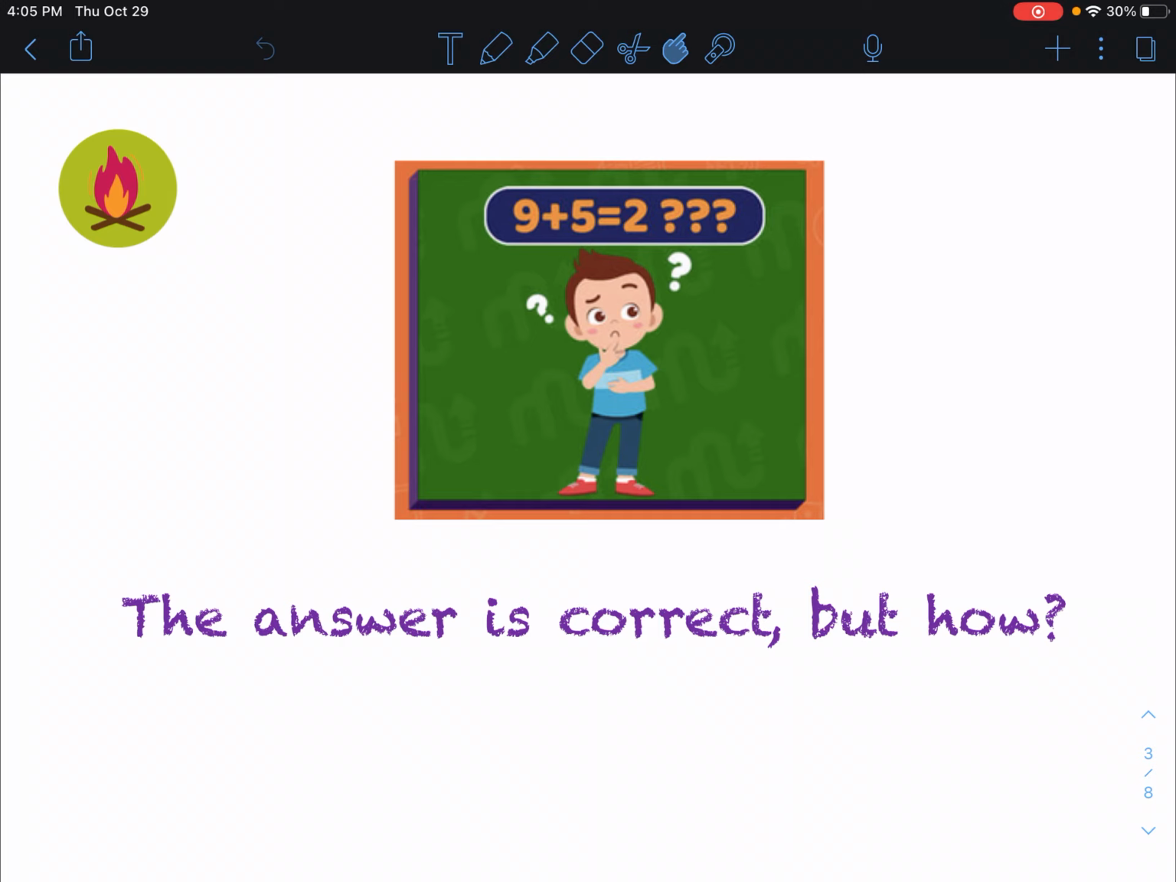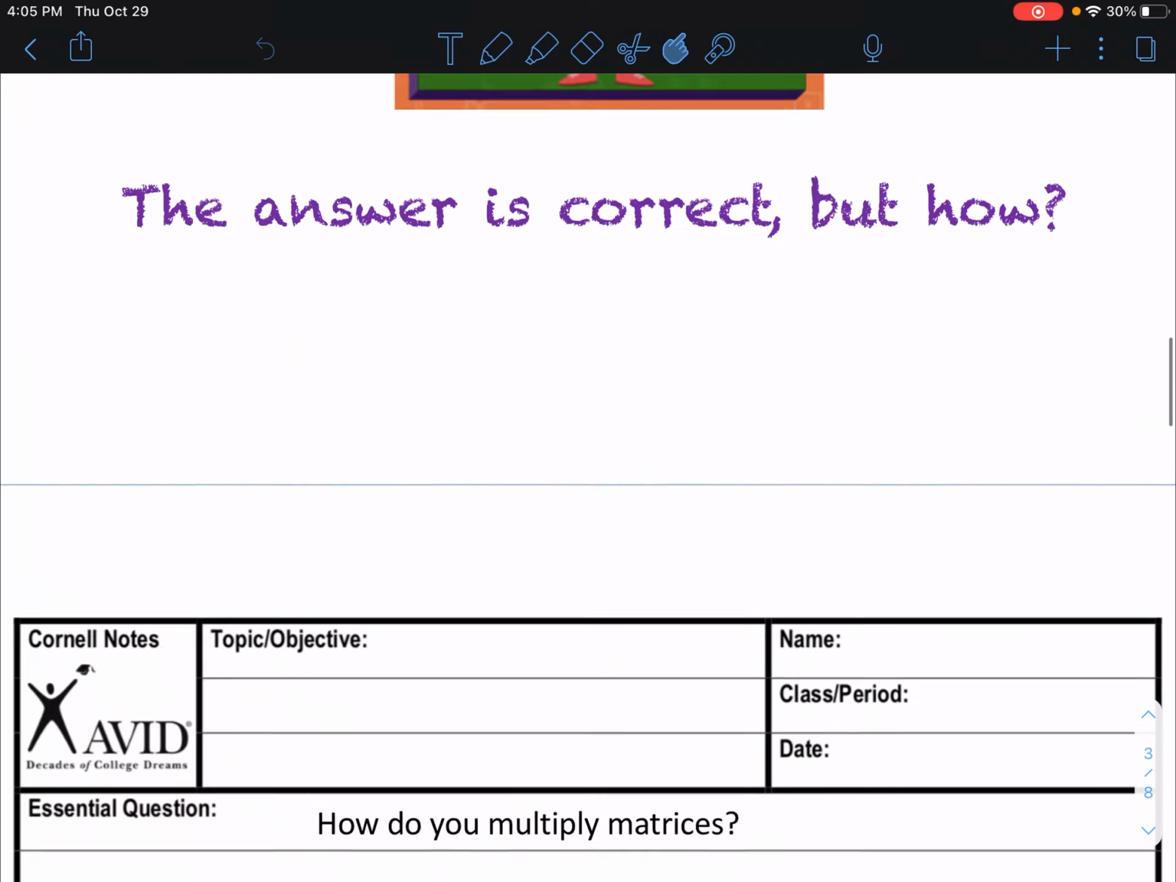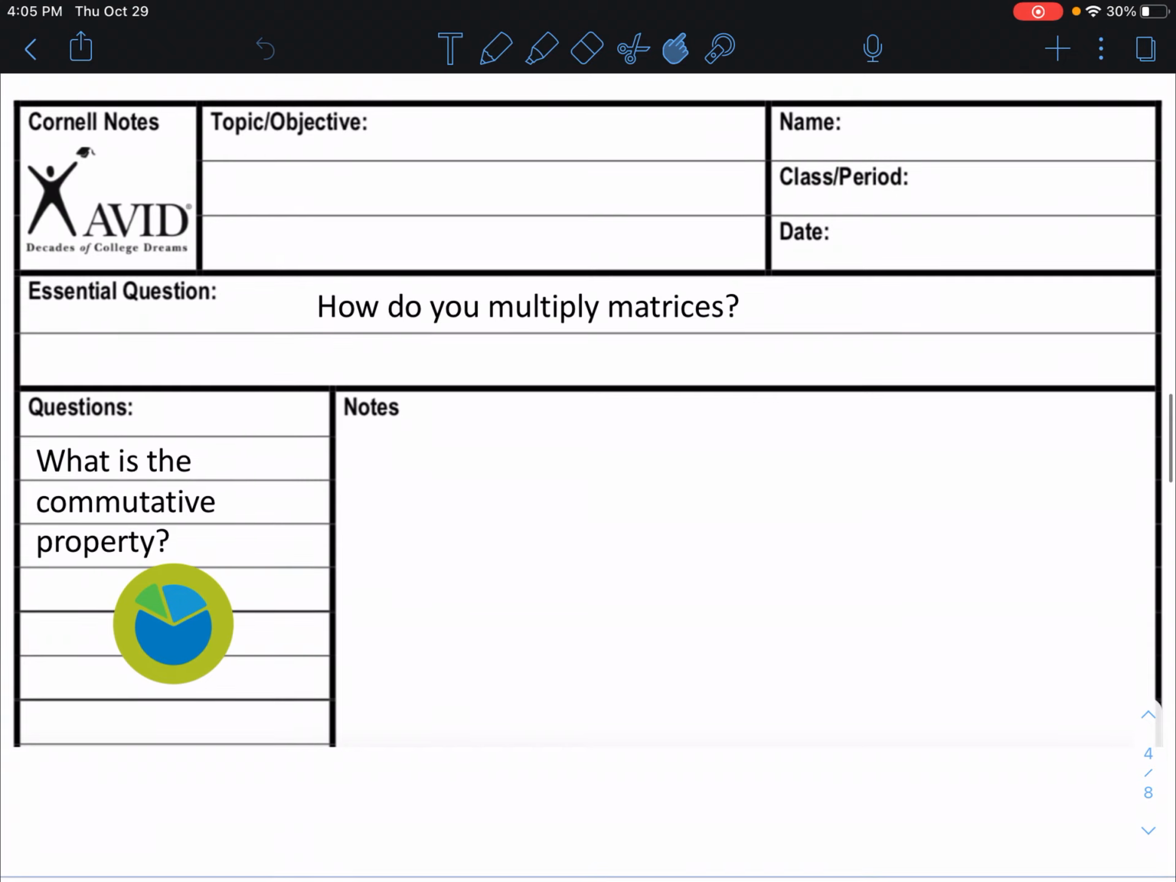We'll pause here. Okay, so how do we multiply matrices? First, I want to just review the commutative property.